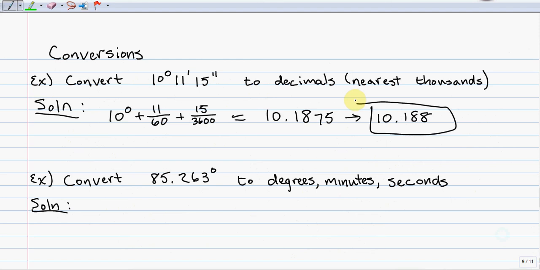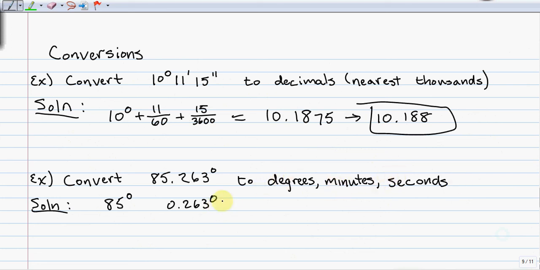Okay. All right. On the other hand, if we want to convert 85.263 to degrees, minutes, and seconds, okay, well, the 85 degrees is just going to be 85 degrees. And then the 0.263 degrees, the decimal part of our degrees, is going to turn into the minutes and the seconds.